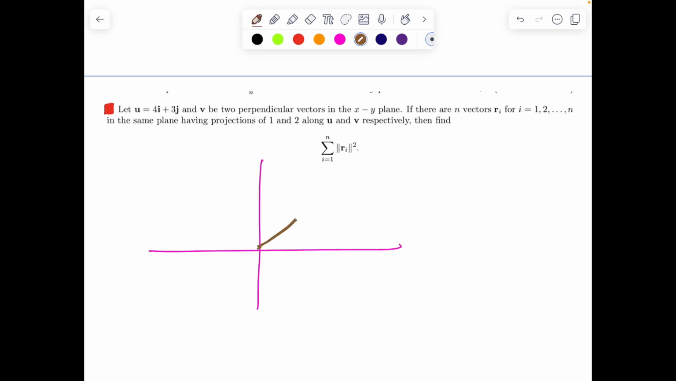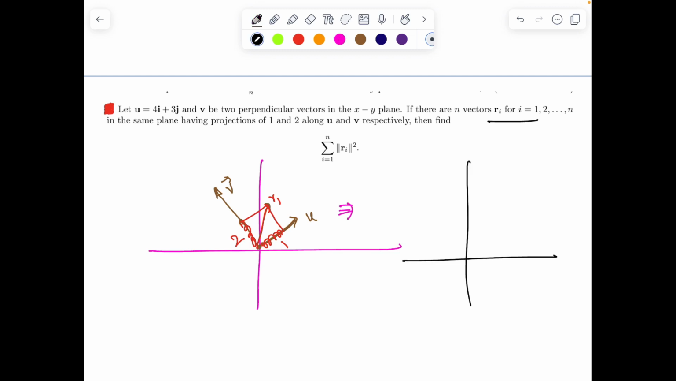Again, as you can read the question, U is a vector and V is a perpendicular vector in the xy plane. So this is U, and let's take V as one vector. In fact, we'll have infinitely many vectors which are perpendicular to U, because the magnitude can be in this direction or this direction, or even the magnitude can be infinitely many. But anyway, if there are n vectors Ri, 1 to n, in the same plane having projection of 1 on U and 2 on V, so let's say you have some vector called R1, its projection on U is 1 and projection on V is 2, then we have to find the sum of the squares of the magnitudes of all of them.